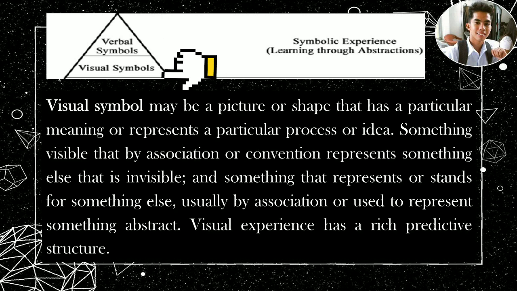Visual symbols. Visual symbols may be a picture or shape that has a particular meaning or represents a particular process or idea. Something visible that by association or convention represents something else that is visible, and something that stands for something else, usually by association or used to represent something abstract.